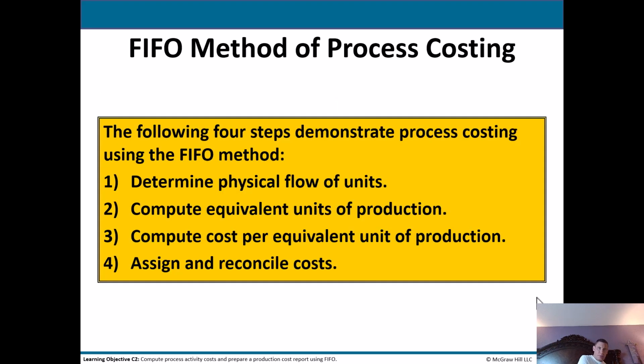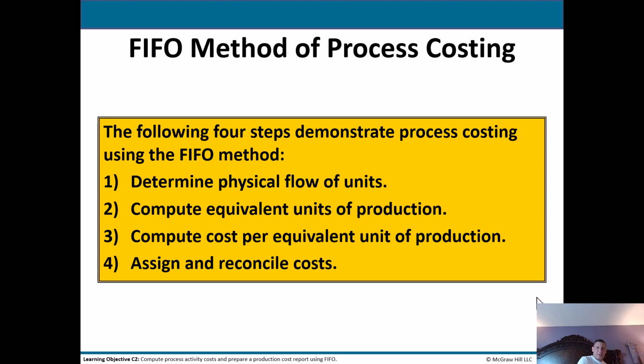All right, the last thing we'll talk about, just in case you ever run into it, is basically the same thing. It's just using first in first out. The one we just did was weighted average. This one is the first in first out method. So it's not too dissimilar to what we just did. There are just a couple of different nuances, if you will.